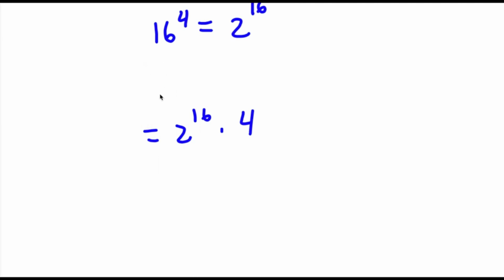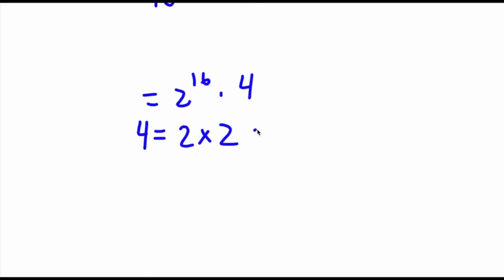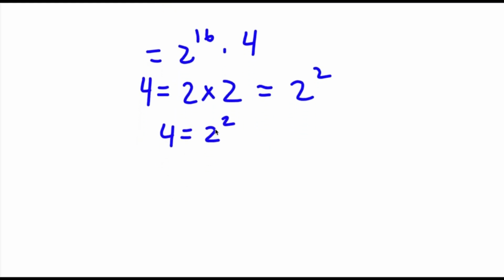So, well, now 4 here is equal to 2 times 2, right? So now 2 times 2, well, 2 multiplied by itself twice is the same thing as 2 squared, meaning 4 is equal to 2 squared. So now, if I substitute in 2 squared for 4, I get 2 to the power of 16 times 2 squared.